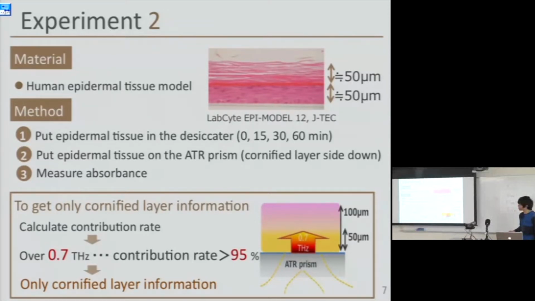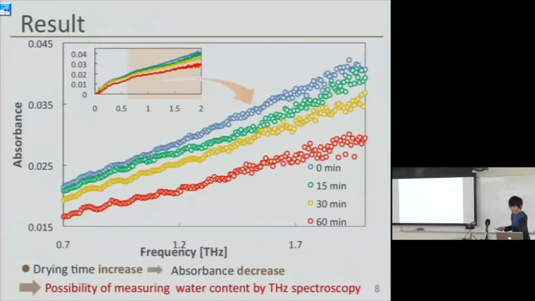Over 0.7 terahertz, the contribution rate is higher than 95%, so I regard the over 0.7 terahertz region as containing only cornified layer information. This is the result. I show the over 0.7 terahertz region.